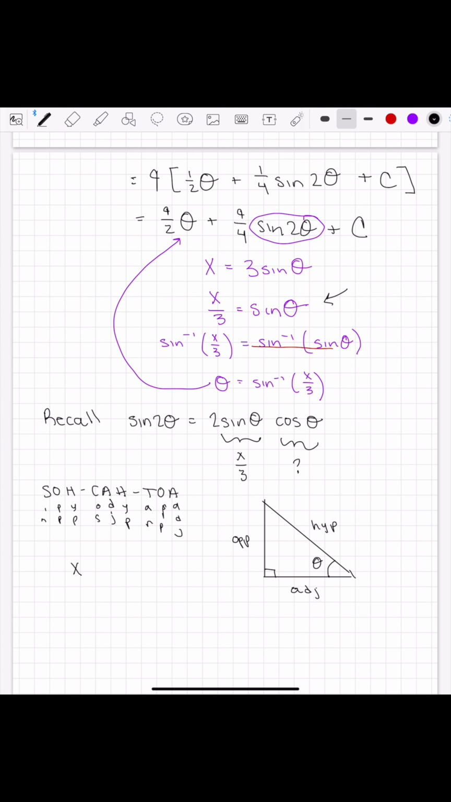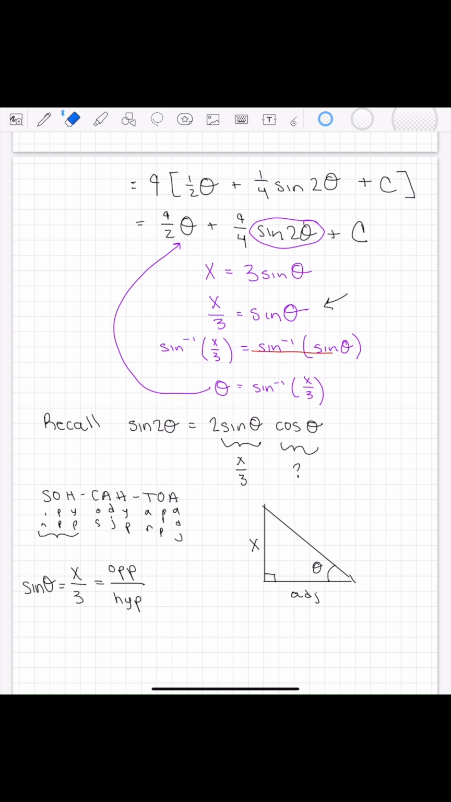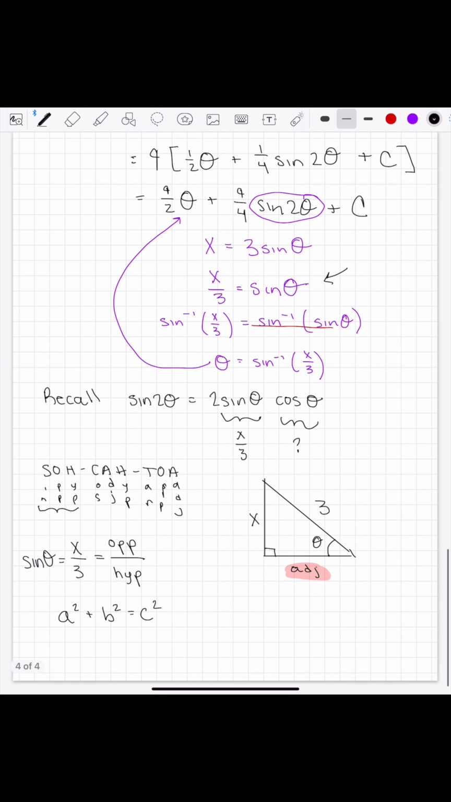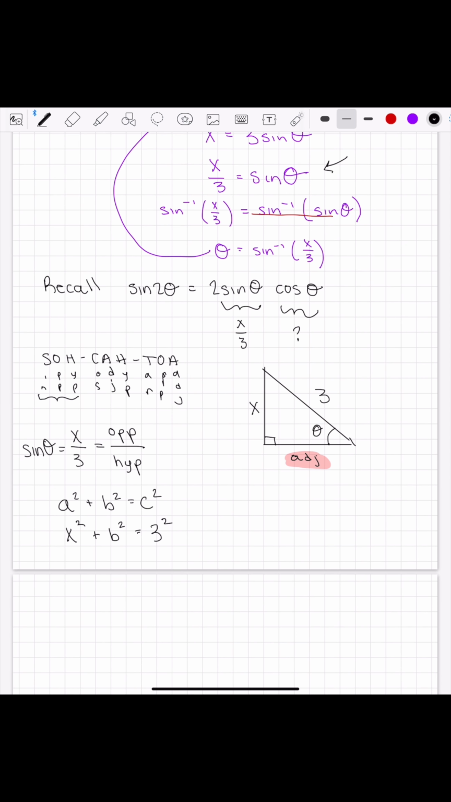So we have that x over 3 is sine theta, but also we know from SOHCAHTOA that sine theta is equal to opposite over hypotenuse. So now we know our opposite side is equal to x, and our hypotenuse is equal to 3. And so we can solve, using the Pythagorean theorem or anything else that you can use, to find the adjacent side. Remember the Pythagorean theorem says a squared plus b squared is c squared, where c squared is the hypotenuse. So let's make x be a, and we're trying to find the adjacent side, which will be whatever b is, and then our hypotenuse is 3. So this becomes x squared plus b squared is 9.